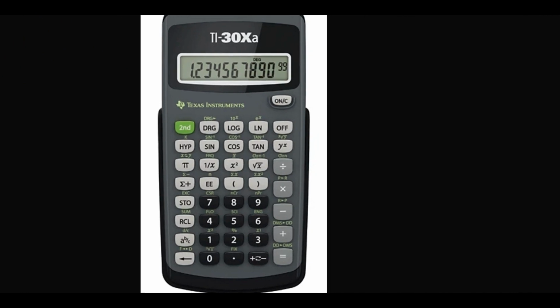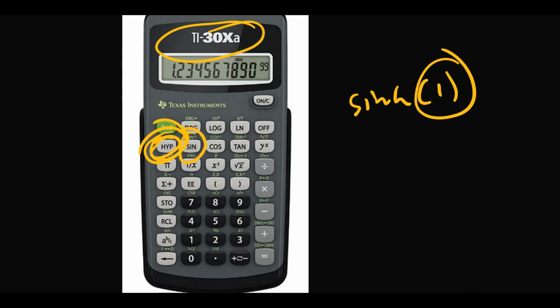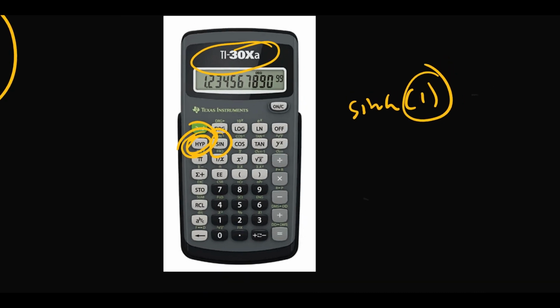Well, there's a hyperbolic key on your calculator if you have a calculator like this. I like the TI 30XA. It's very easy to use. Really recommend it. It's like $9 at Target. So if they say find the hyperbolic sine of 1, let's say, you just hit the 1 key, the hyperbolic key, the sine key, and you're done. You got it. Okay, so that's those kinds of problems.